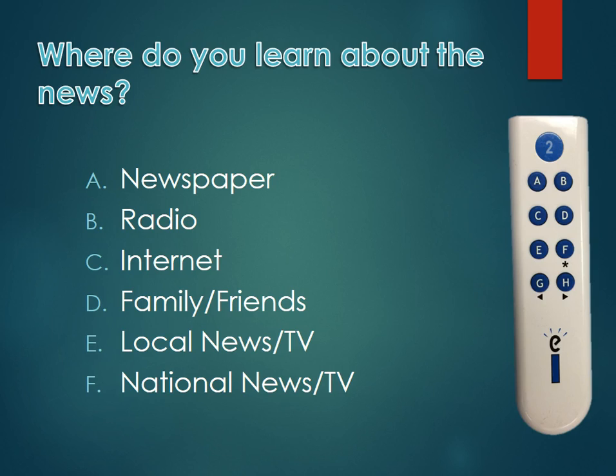We took a look at where you get your media from. Some of you probably said newspaper, radio, internet, family or friends, local news on television, or national news on television. Local news would be like 2, 4, and 7. National news would be CNN, Fox News, and MSNBC.